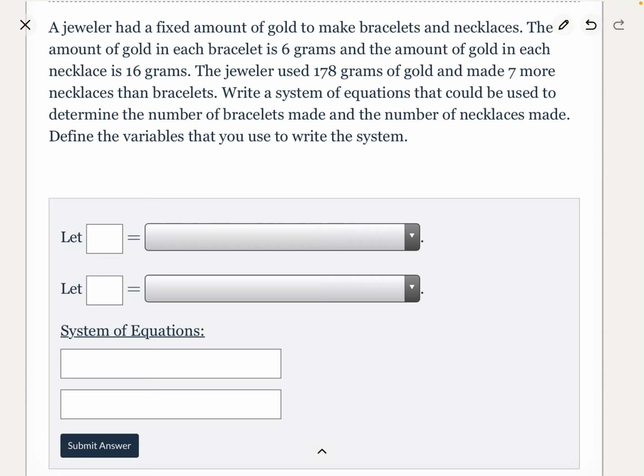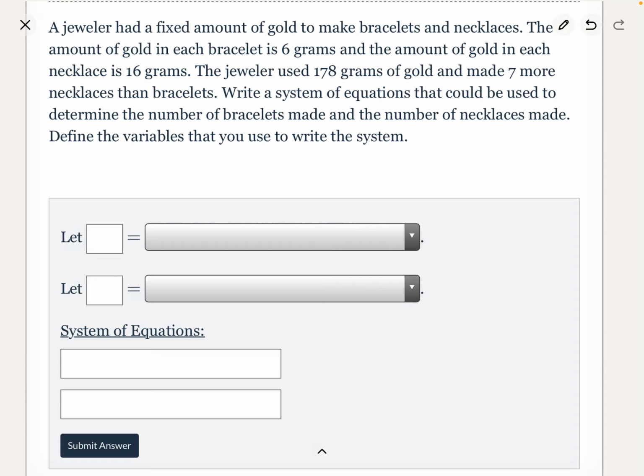So let's read this. It says a jeweler had a fixed amount of gold to make bracelets and necklaces. The amount of gold in each bracelet is 6 grams, and the amount of gold in each necklace is 16 grams. The jeweler used 178 grams of gold and made 7 more necklaces than bracelets. Write a system of equations that could be used to determine the number of bracelets made and the number of necklaces made. Define the variables that you use to write the system.